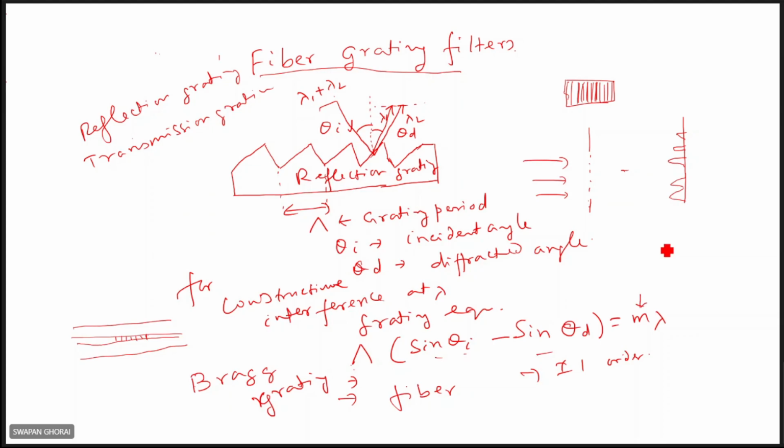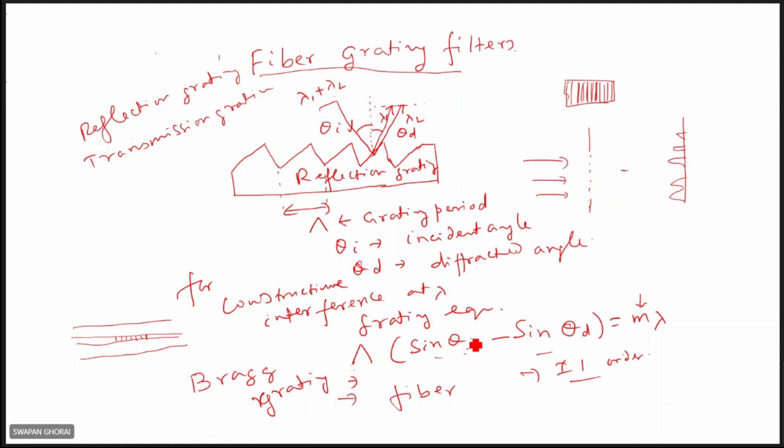That is the fiber Bragg grating. For Bragg gratings, only one order will be present, right? And the Bragg condition is there. This is the clad, this is the core. Within the core, a grating structure is being created. How it is created, we'll see.